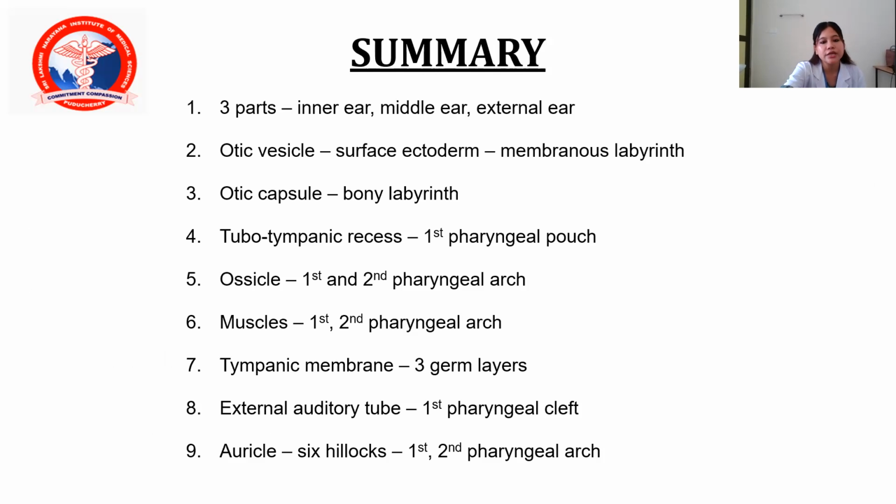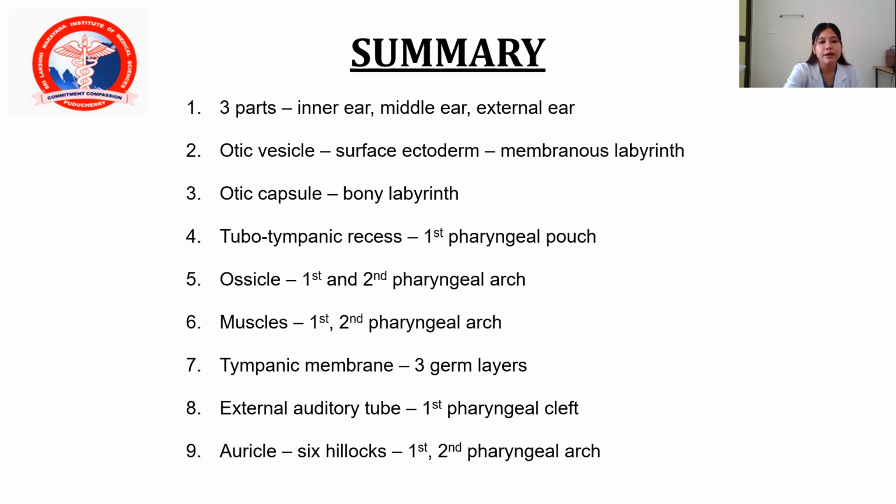So at the end of the session, we have learned that the ear has three parts: inner ear, middle ear, and external ear. For the development of the internal ear, two primordia are present: the otic vesicle and the otic capsule.